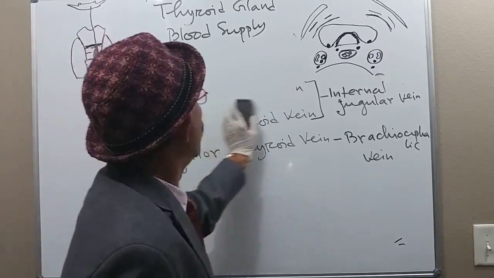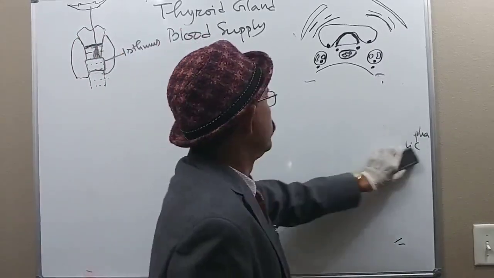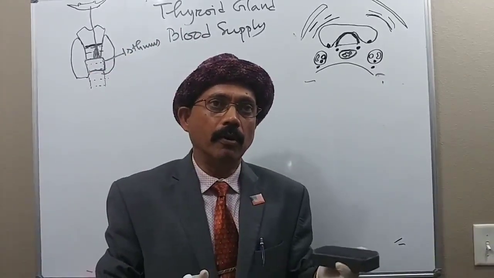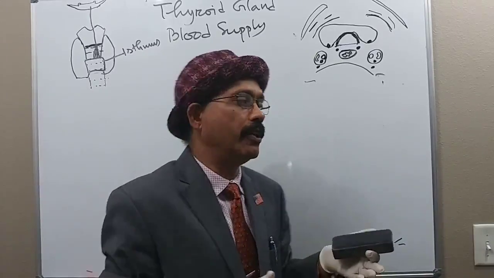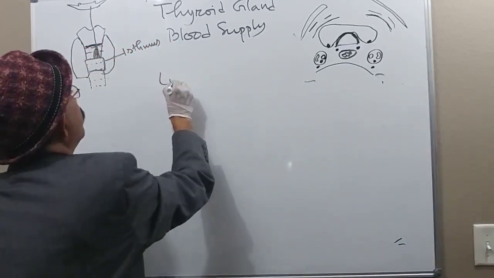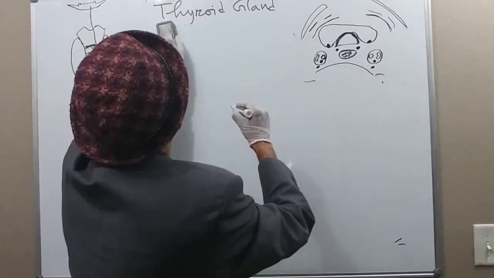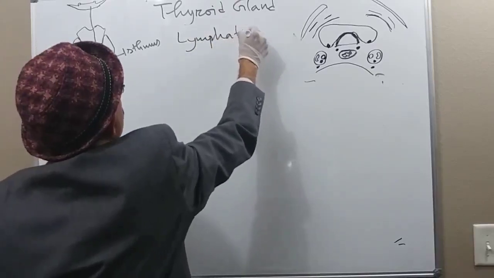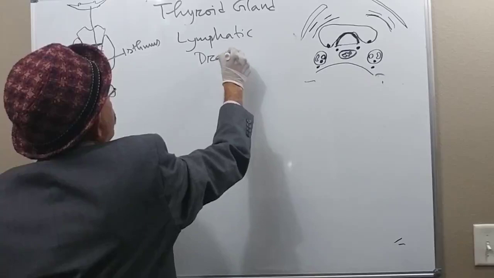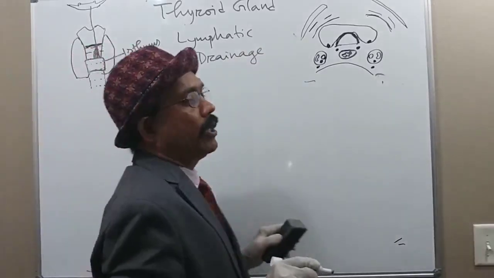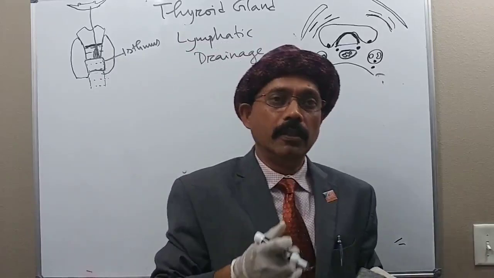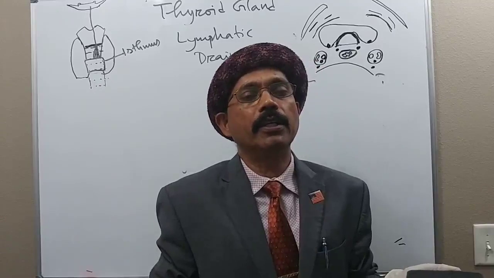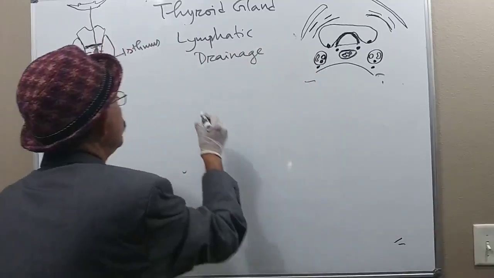Now we have to go through the lymphatic drainage of the thyroid gland, which is important. Just to remember where my thyroid gland is, it is located over the trachea. So our lymphatics will drain into the pretracheal and paratracheal lymph nodes.